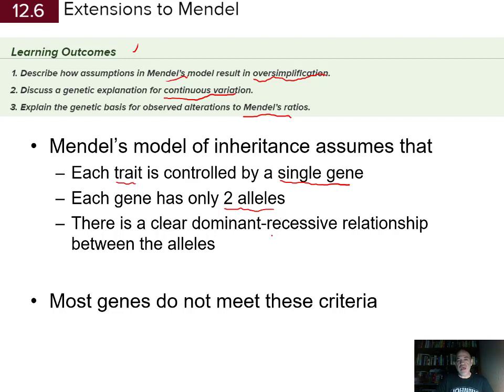Okay. And then also Mendel's inheritance patterns assume that there's a clear dominant-recessive relationship. Okay, so it's the reason we got only purple flowers or white flowers, and purple was always dominant over white. Sometimes you're going to get something other than what you expect there, so there's not an actual clear dominant-recessive relationship. The fact of the matter is most of these assumptions are not met. Okay, genes usually have more than 2 alleles, and many of our traits are controlled by more than one gene.